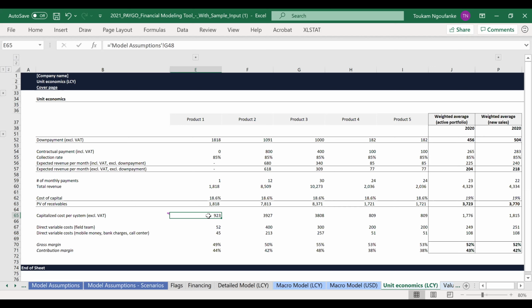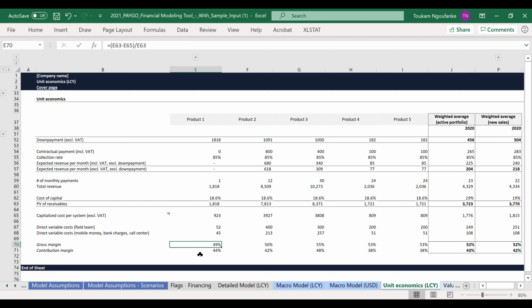So that's this, right? Then, of course, as I said, remember unit economics has two elements to it. There is the gross margin, which in this case is 49%. You see here, this is essentially saying, if I take this 1818 and I take out this 923, how much of that 1818 is left? This is telling you 49% of the revenue you collect is left to cover other costs, typically your OPEX.